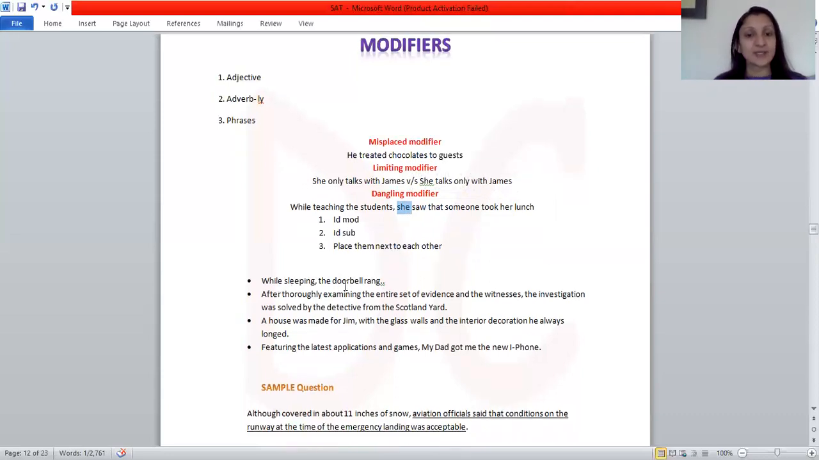While sleeping, the doorbell rang. So now, a similar kind of sentence like we just did. When you say "while sleeping, the doorbell rang," you're not telling who's sleeping. My modifier is "while sleeping" and the subject is "doorbell." If the doorbell is sleeping, then what's ringing? We don't know. Yes, so we need to correct it. While sleeping, I heard that the doorbell rang, or she heard that the doorbell rang.